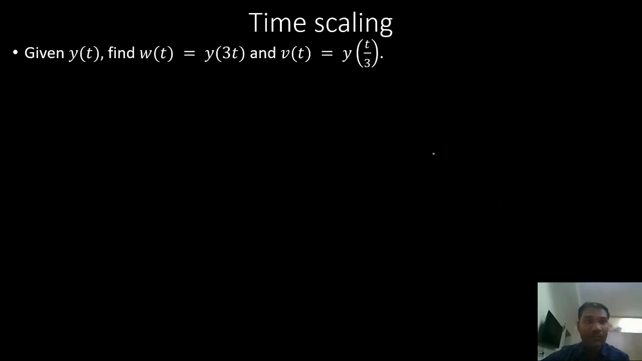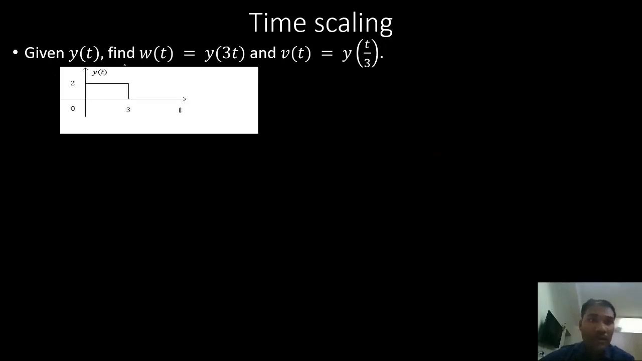Now let's move on to the next operation, time scaling. So we have to find the scaled versions of the given signal. Y of t is given. It is defined as the amplitude is 2 from t equals 0 to 3. Now we have to find y of 3t.